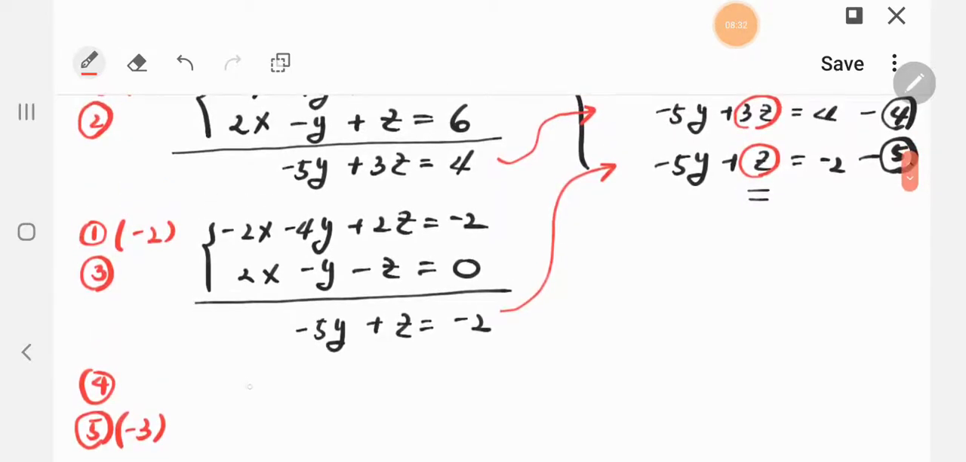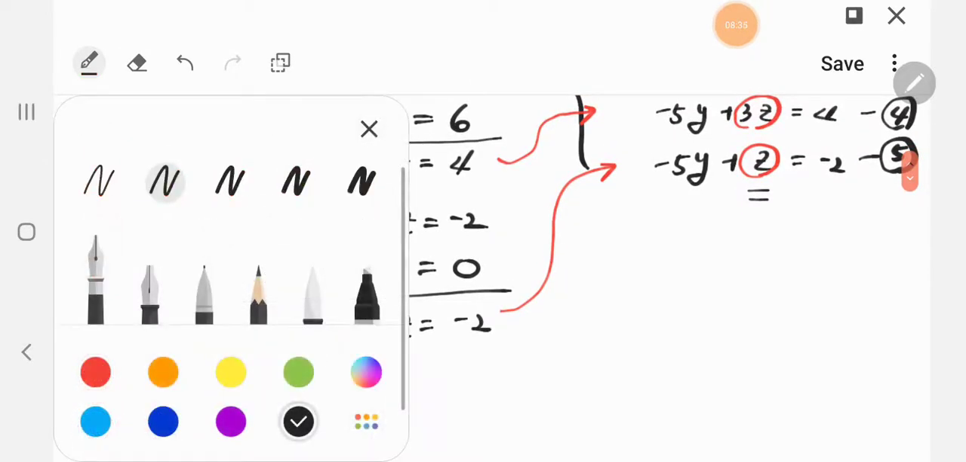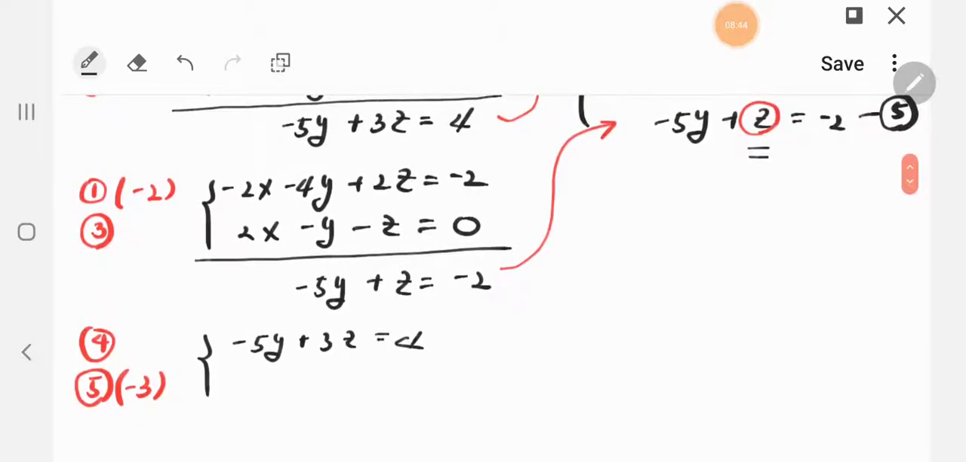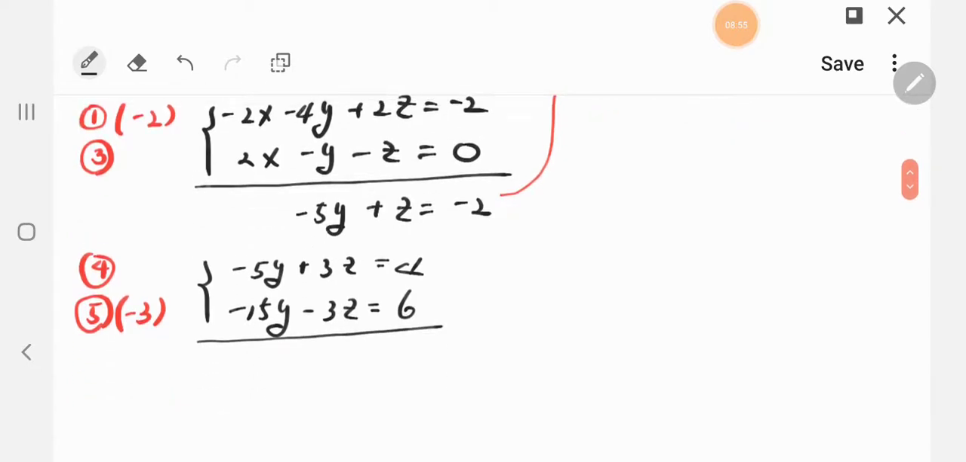Again, the fourth equation is negative 5y plus 3z equals 4. Then multiply the fifth equation by negative 3, so negative 15y minus 3z is equal to positive 6. Then add these two, and this will be negative 20y, cancel out the z terms, and then 10. So y will be negative 1/2.